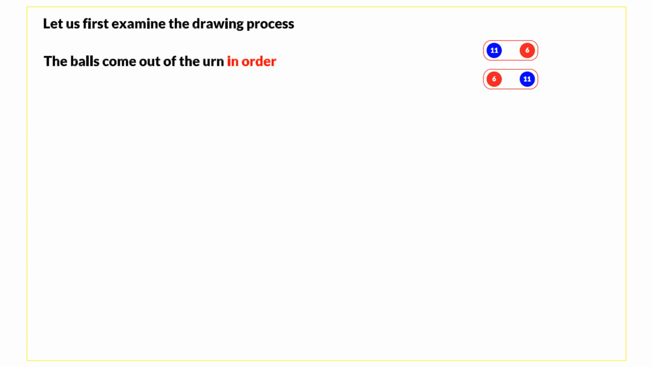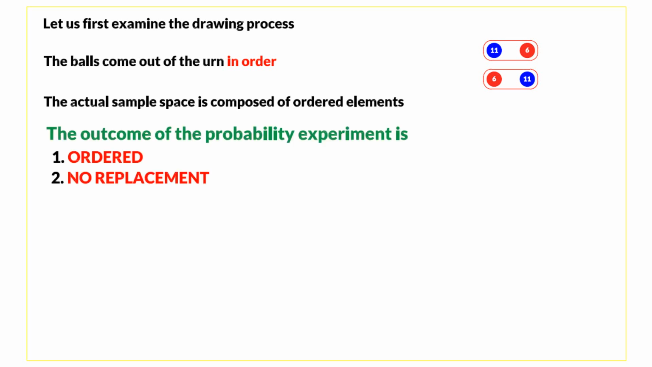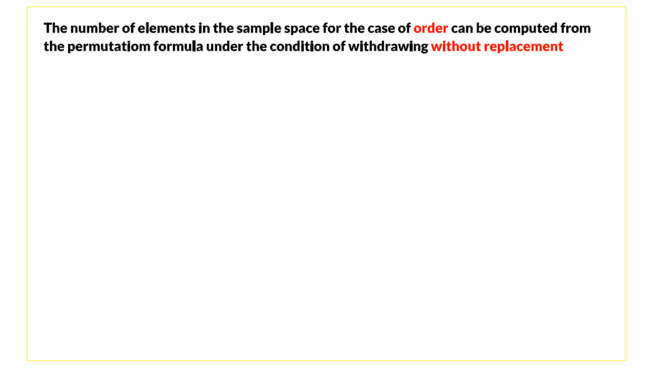So the balls come out of the urn in order. And the actual sample space is composed of ordered elements. So the outcome of the probability experiment is ordered and without replacement. So the number of elements in the sample space for the case of order can be computed from the permutation formula under the condition of withdrawing without replacement.